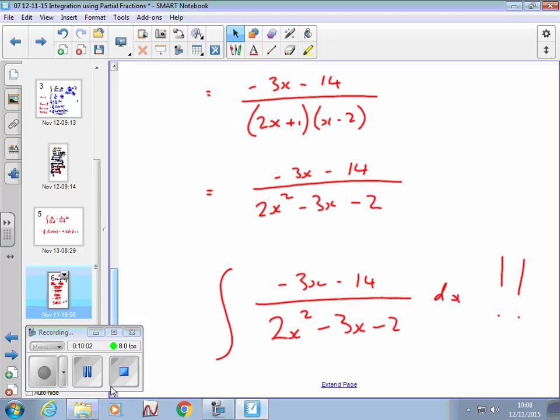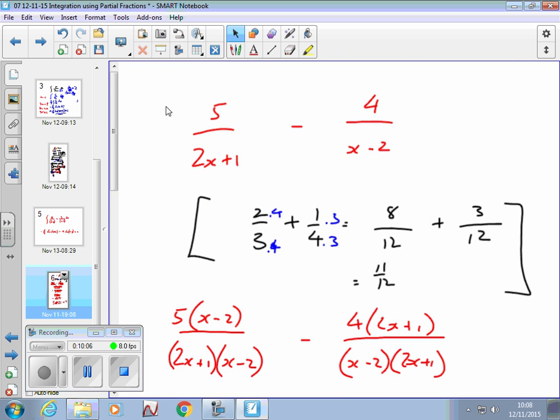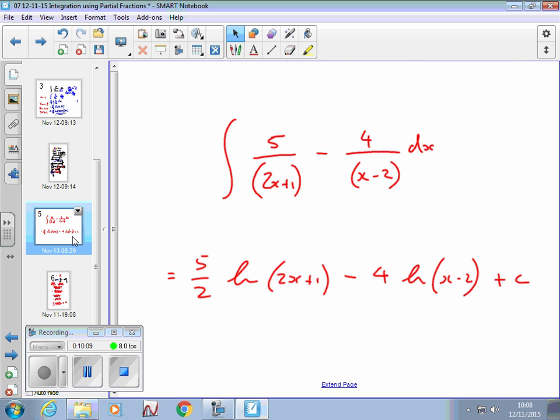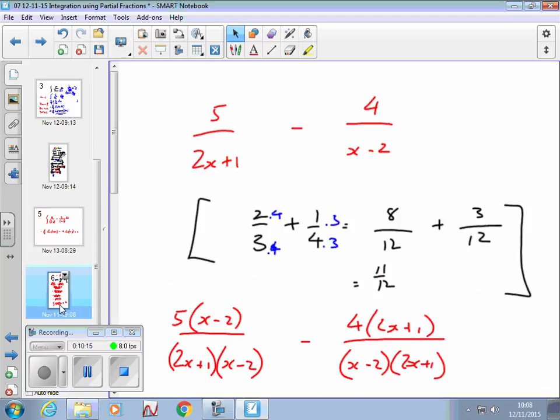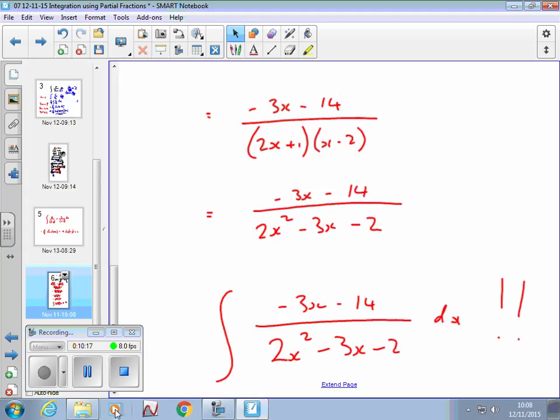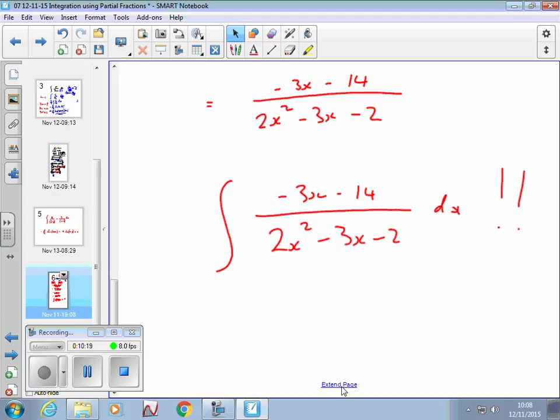If I could write this integral like this, it's trivial. We've just done it. There it is. I can write down the answer. So what I need to do is to be able to write that like this, and then I can do it.